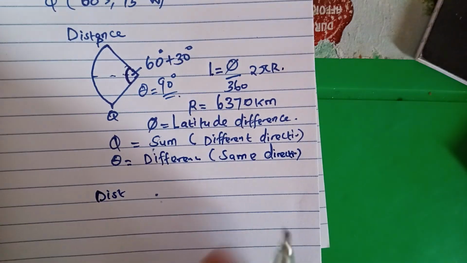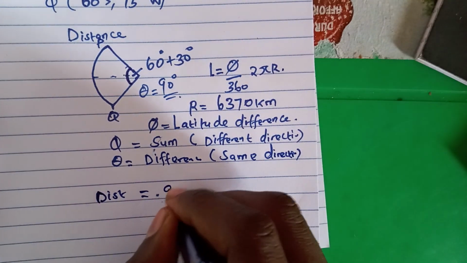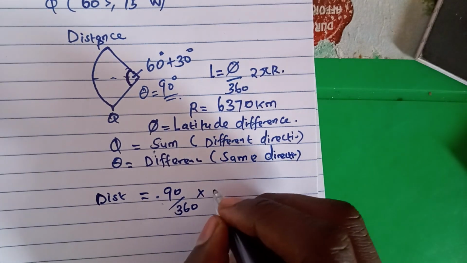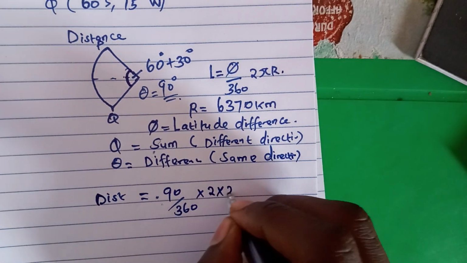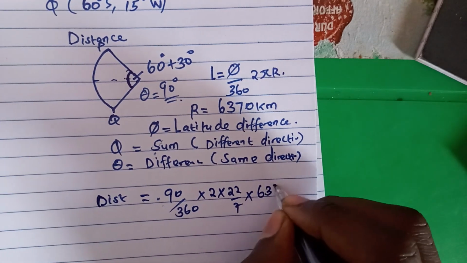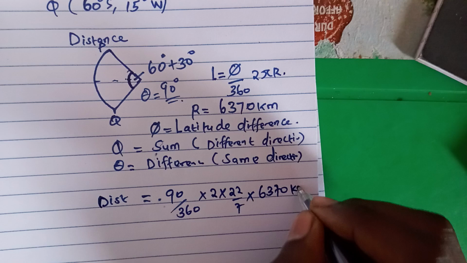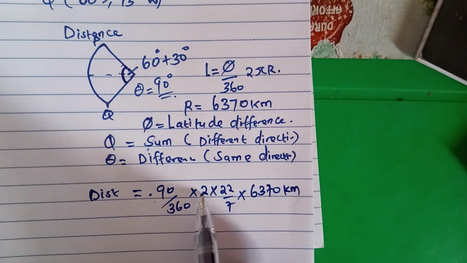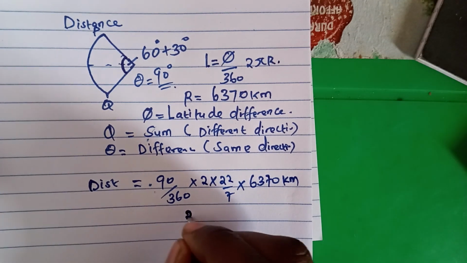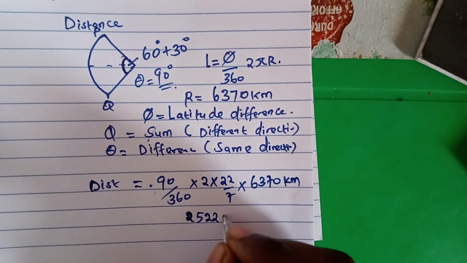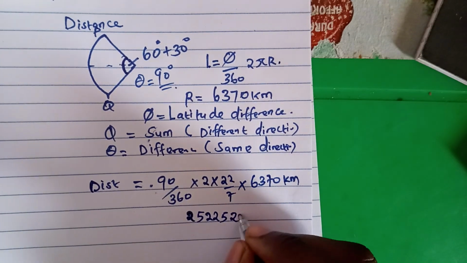distance is equivalent to theta, in this case 90, out of 360. We multiply by 2, then we multiply by pi, which is 22 out of 7, and the radius of the earth is 6,370 kilometers. So if we multiply the numerator, 90 times 2 times 22 times 6370, we are going to have 25,225,000 and then 200 kilometers.